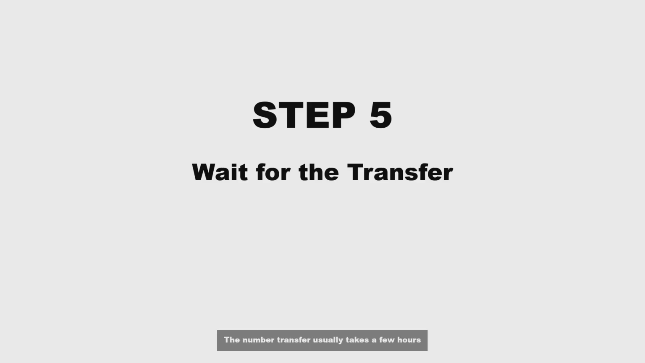Step 5. Wait for the transfer. The number transfer usually takes a few hours but can take up to 24 hours. You will receive a confirmation from O2 once the transfer is complete. Keep an eye on your old EE service to ensure it stops working, indicating the transfer was successful.